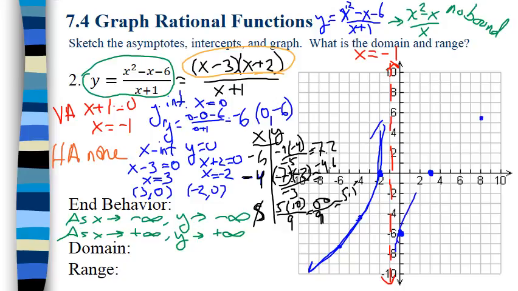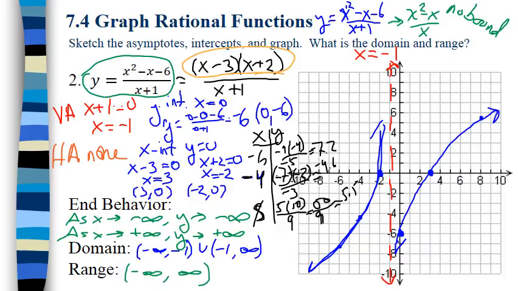And so you get a function that looks like that. So we have a function with no horizontal asymptote and one vertical asymptote. So our domain is going to go from negative infinity to negative 1, and then negative 1 to infinity. And our range, if we look, there's no horizontal asymptote, so there are no values of y that we have to restrict. So our range is going to be negative infinity to infinity.